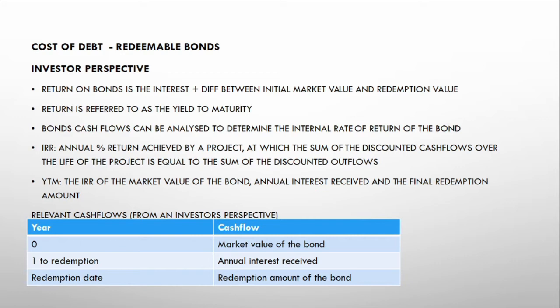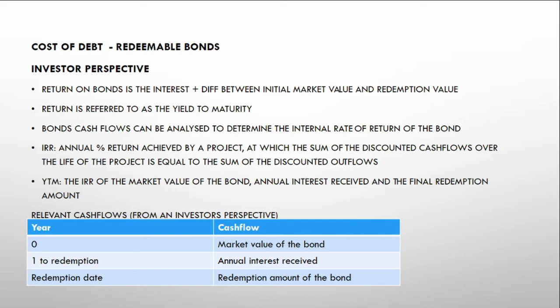So from the investor's perspective, the return on redeemable bonds will be based on the interest earned plus the difference between the amount paid for the bond, i.e. its initial market value, and the redemption value of the bond, i.e. what is paid back to the investor on redemption.